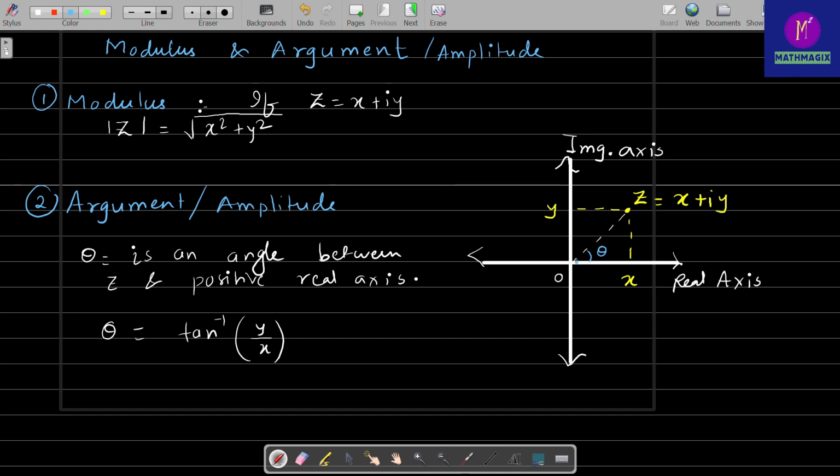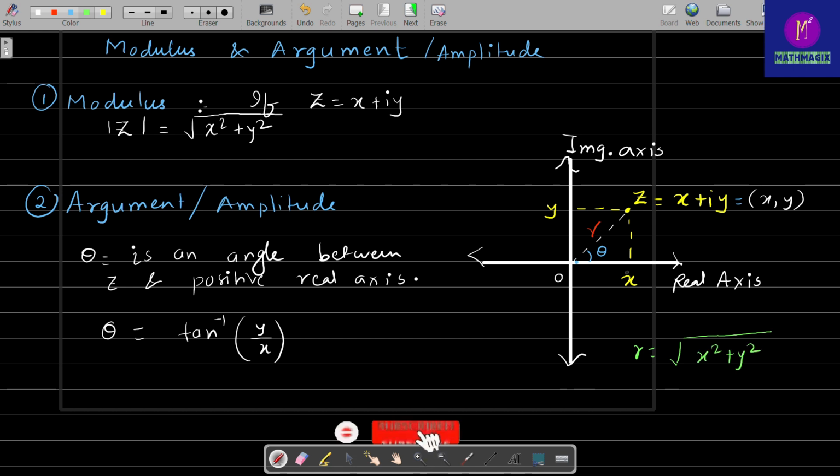Now, what is this length? Let us first find the distance between the point z and 0. z equal to x plus iy is nothing but the coordinate x comma y. So what will be the distance between 0 and x comma y? Using the Pythagoras theorem, you can find that distance. Let us call that distance r for the time being. So suppose this distance is r. What is r in this case? Here r is nothing but the square root of x square plus y square by Pythagoras.